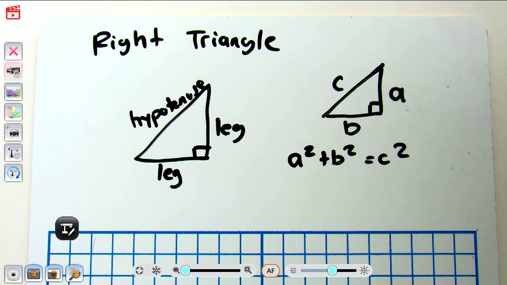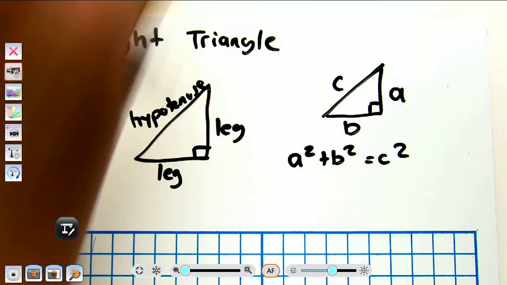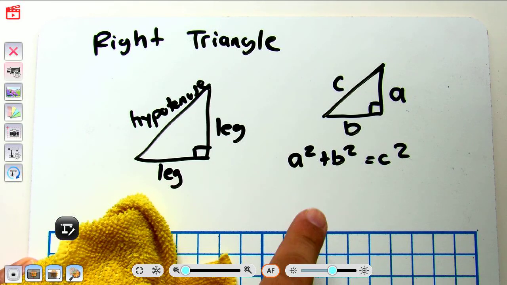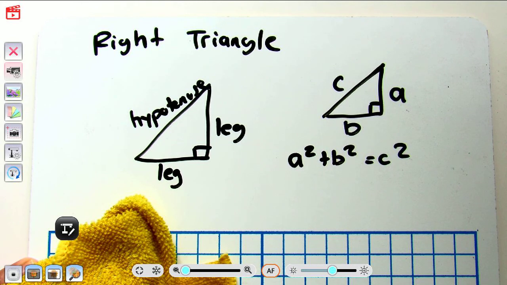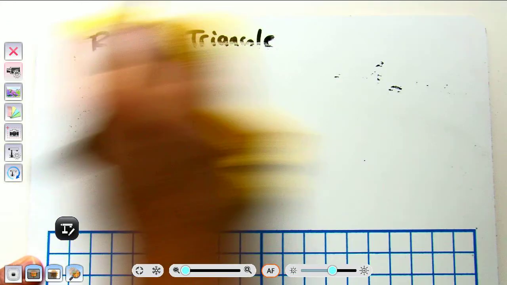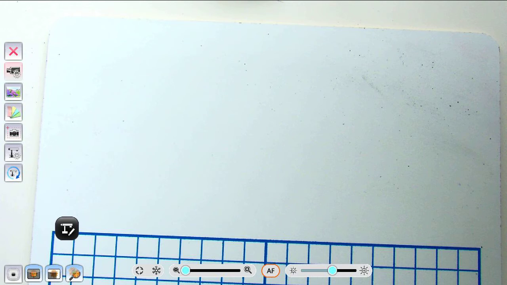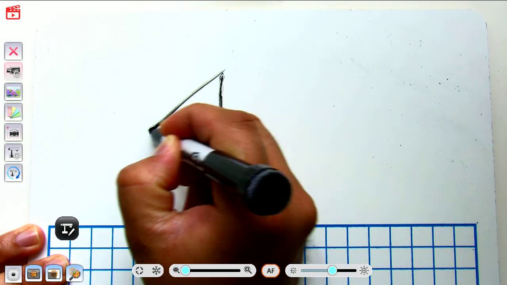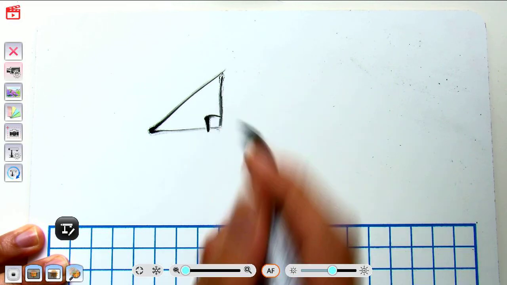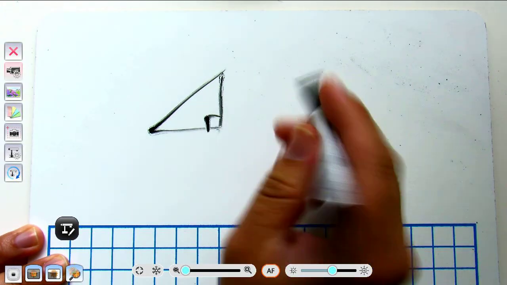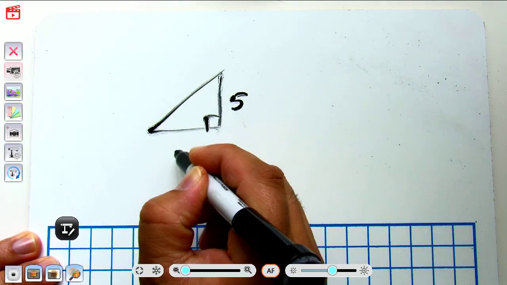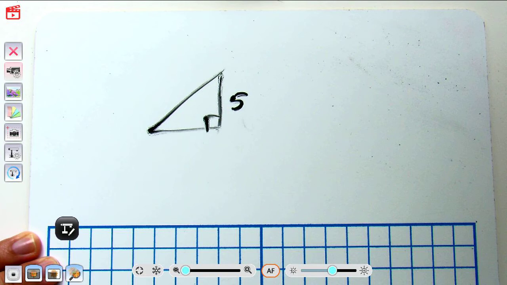Let me erase this and we're going to try a problem together using the Pythagorean theorem. And then after we do the Pythagorean theorem, we're going to go into special right triangles. So if I have a right triangle and this side is, let's say, 5, this side is 6, and I want to find out what this side is.